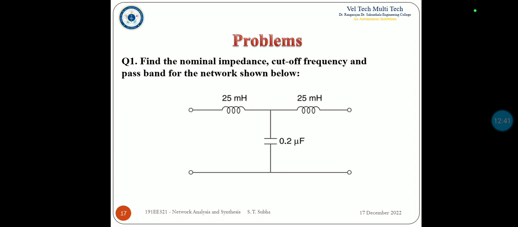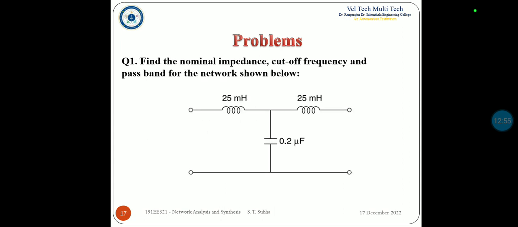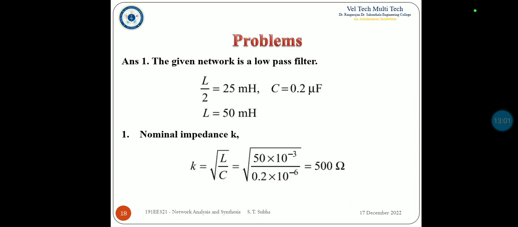This filter is low pass filter. That is, we are having inductance in series and capacitance in parallel. The value of the inductance is 25 millihenry and the value of capacitance is 0.2 microfarad. Okay, the answer to this problem: here it is asked nominal impedance, cutoff frequency and pass band for the given network. From the figure, we can obtain the L value.